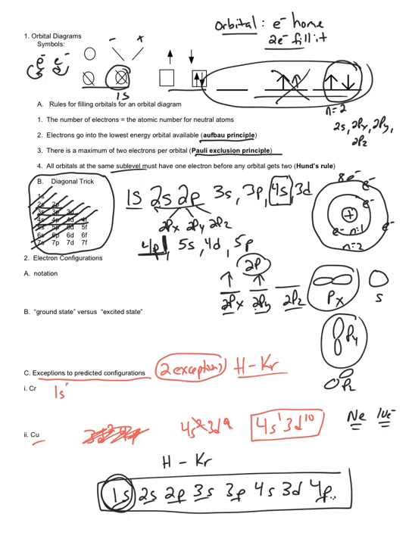Chromium, if you were to do the normal configuration, chromium has got, let's check here, 24 electrons. Okay, so 1s2, 2s2, 2p6, 3s2, 3p6. And after 3p, 4s2, 3d4. This is the expected configuration that I would expect you to think chromium would do if you filled it in perfect order. But instead, what happens, just like copper, is that one of the electrons in the 4s jumps into the 3d.